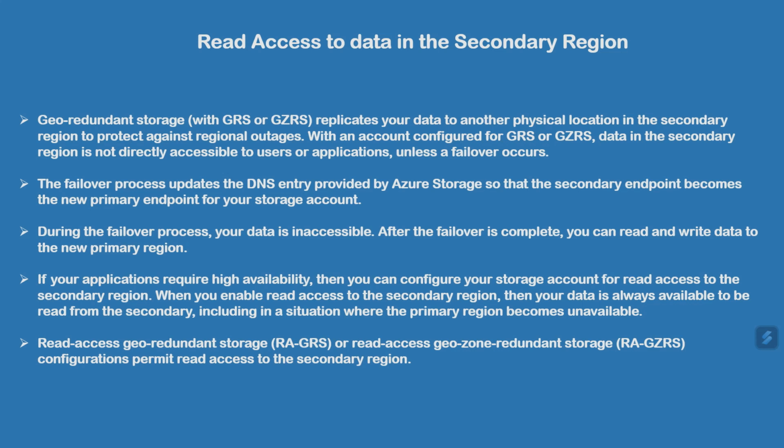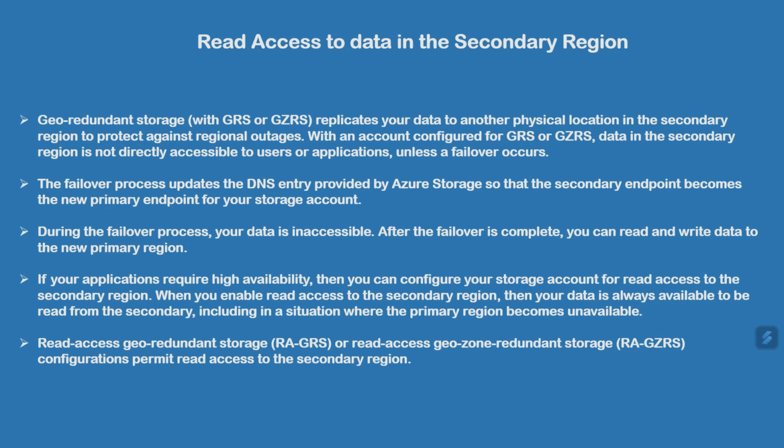Now, what does read access to data in the secondary region do extra, that is the RAGRS or RAGZRS option? It gives you read access to the data. You can read the data from the secondary region even when you have data in the primary region. You will have two endpoints, that is primary as well as secondary, and the secondary will be available for read access all the time, even when the failover is going on.